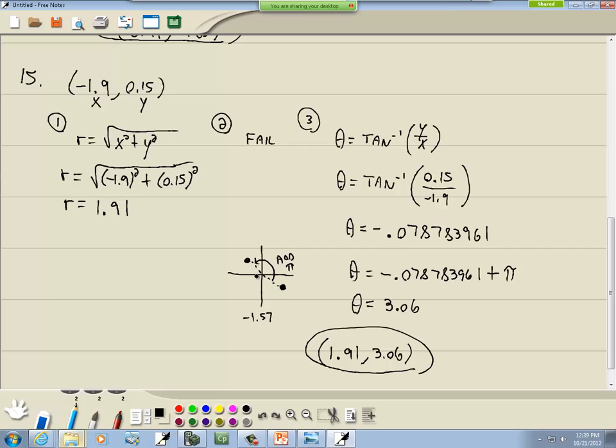So you have to be careful. Now, you don't always have to add pi. You have to look at each individual problem. It could be that it gives you the correct angle. You just have to look at it and see.